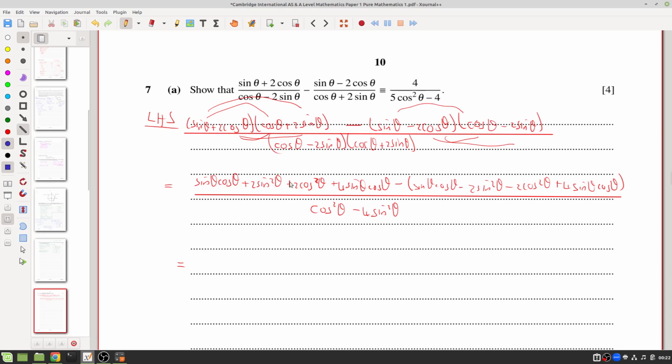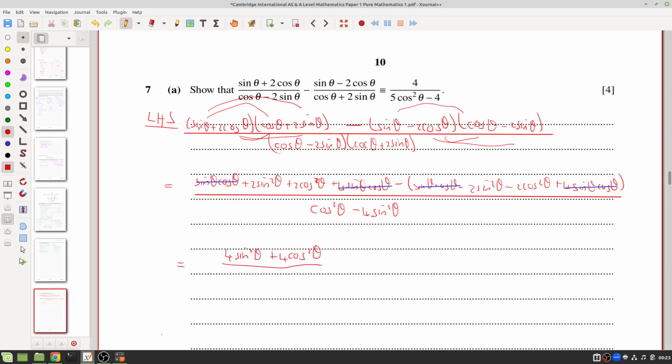So let me do this. Let's just show what we can cancel out. So that cancels out with that. All right. Next we've got 2 sine squared theta minus 2, so plus 2 sine squared theta. That's going to be 4 sine squared theta. Then the cos squared. So 2 cos squared theta minus, so plus 2 cos squared theta. So it's going to be plus 4 cos squared theta. And that's all that's left at the top.